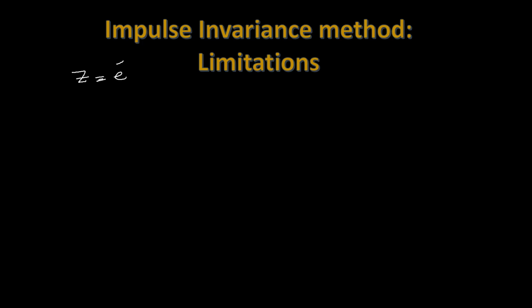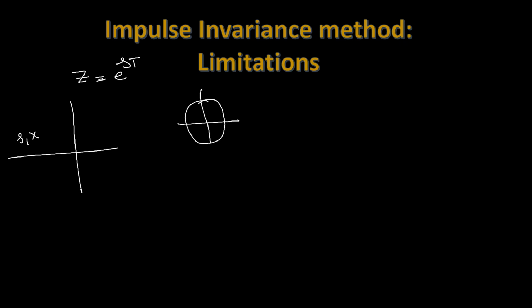In this session, we'll discuss the limitations in the impulse invariance method. To understand the limitations, first take the relation between the Z and S planes using the impulse invariance transformation technique, that is Z equal to e power st. Let's take an S plane. Assume you have a pole at S1 and you want to know the location in the Z plane, right?